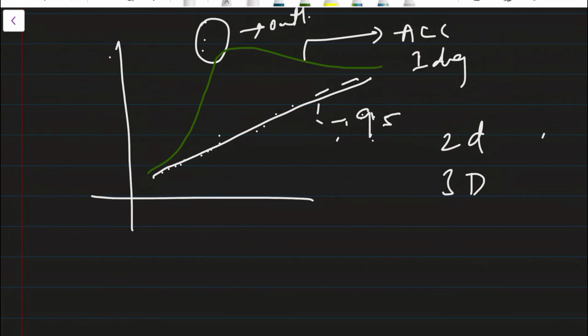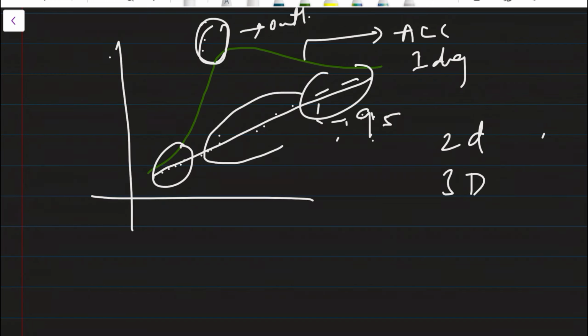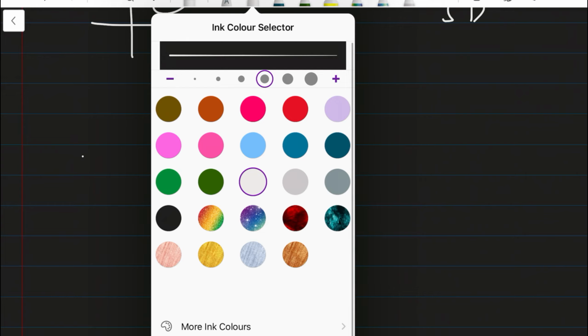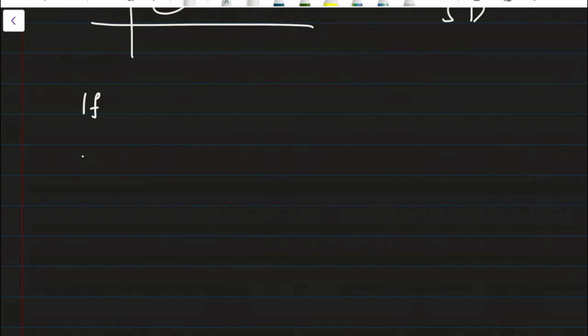Here it's around 95%, only two data points are missing. But here, all these data points are missing, so the accuracy remains very low. So we need to provide a very efficient hyperparameter; the degree is the only hyperparameter in polynomial regression. If the degree is high, it overfits.